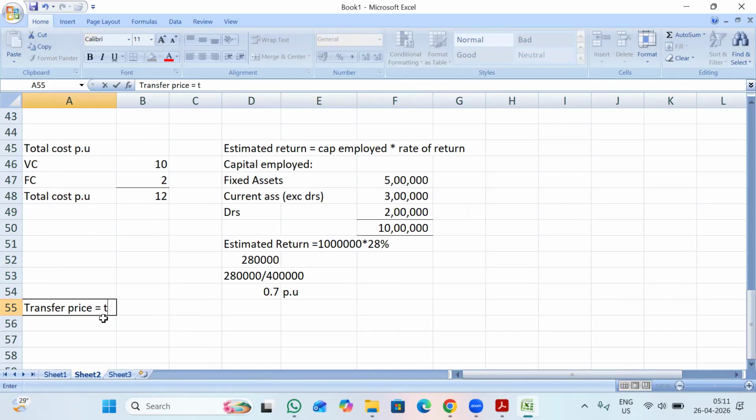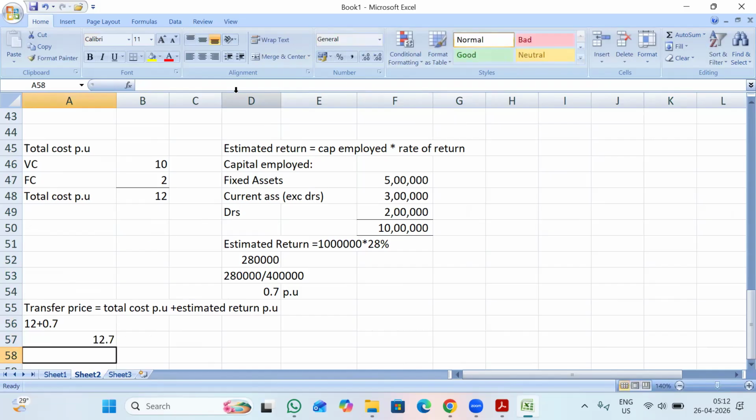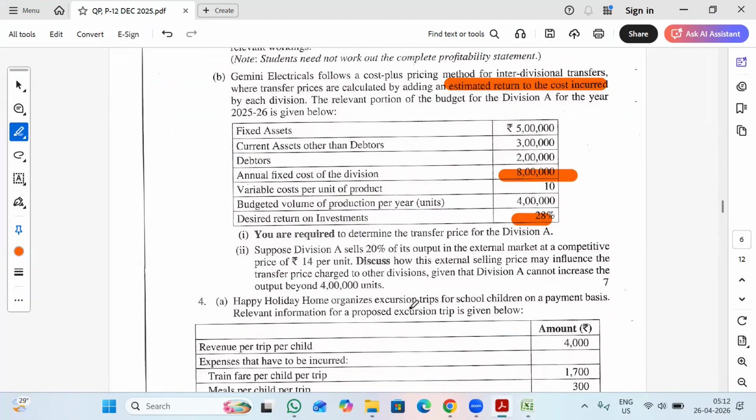So my transfer price is equal to total cost plus my estimated return. So everything I am calculating here on a per unit basis. So that means 12 plus 0.7. That is 12.7. So my transfer price is 12.7. So this is relating to question number 1. So let's move on to the second question.